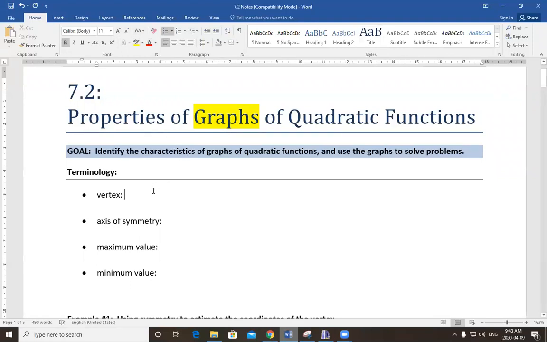The vertex of a parabola is the point at which the quadratic function reaches its minimum or maximum value. So if it's a parabola opening up like this, then it's a minimum value. If it's opening down, then it's a maximum value. And again, this minimum or maximum value is the y coordinate.